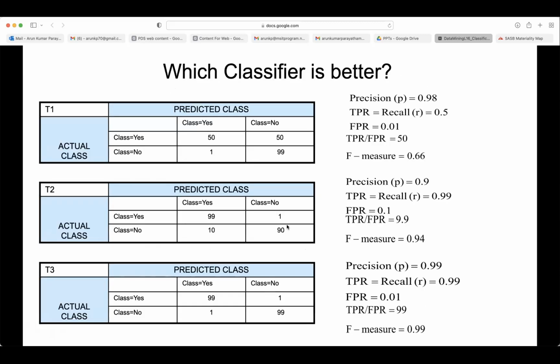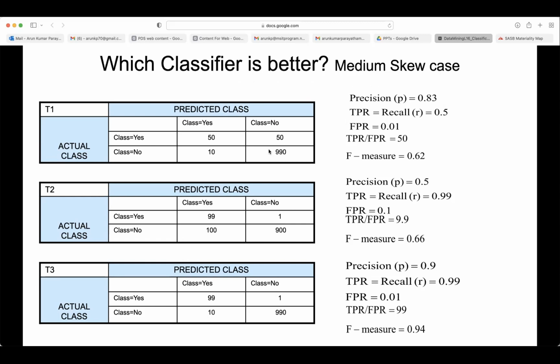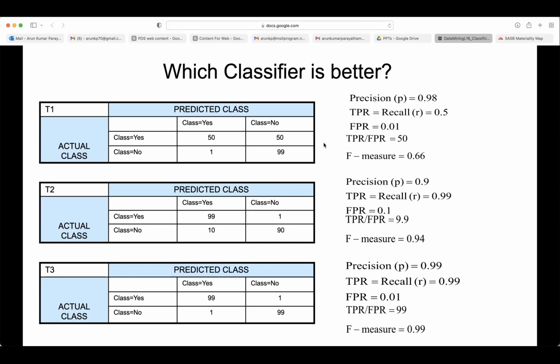So again, some examples are given. Which one is better? Again, we need to get that cost trade-off, time trade-off, how much time it will take, how much cost it will take, all those things. Some examples are given here for how to compute these measures. You can say that for some, the F measure is good, but TPR by FPR is not good. For the first one, the F measure is 0.66. The second one is 0.94, but TPR by FPR is small when compared with the first one.